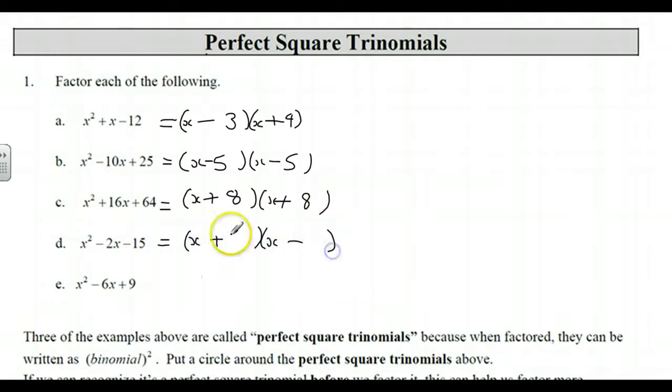X plus x minus. Two numbers that multiply to 15 and differ by 2 are 5 and 3, the larger of which will be negative: negative 5, 3. X squared minus 5x plus 3x is minus 2x minus 15.